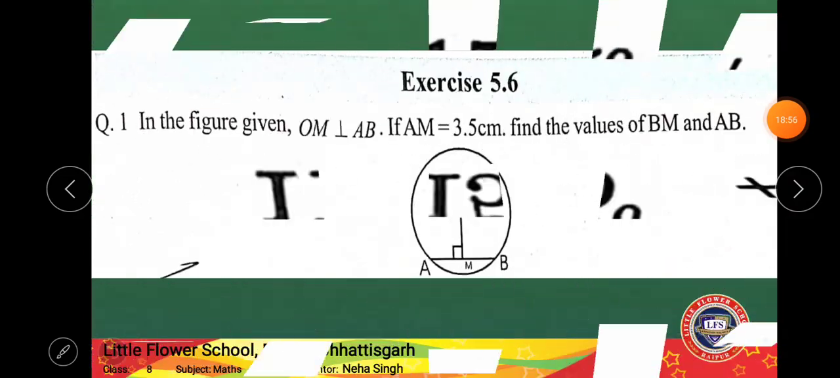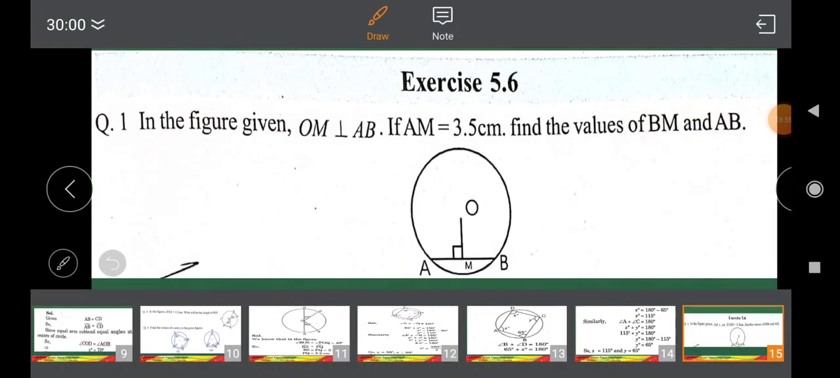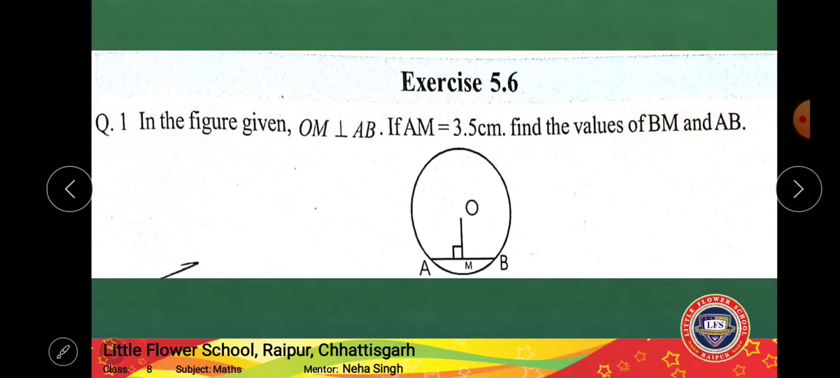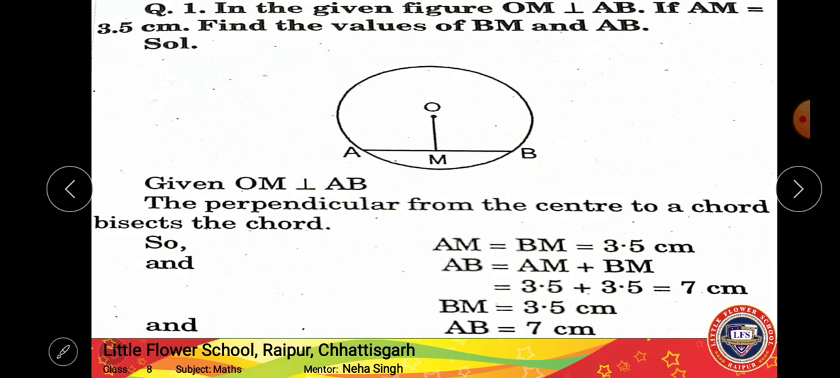Understood? Now moving on to the next exercise, 5.6. First question is, there is a figure given in which OM is perpendicular to AB. Perpendicular, this sign is for perpendicular, and perpendicular means 90 degree. We are saying OM is making angle 90 degree with AB. A value of AM is given. We need to find the value of BM and AB. So how can we find the value of BM and AB? See here.